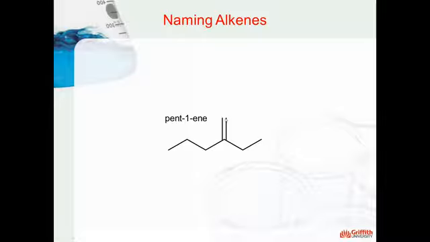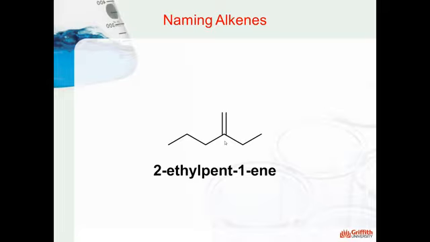So this would be a pent 1-ene according to the new nomenclature. So you could also call this a 1-pentene. Then we want to indicate these other 2 carbons here. So this would be an ethyl group coming off carbon number 2. So then we can put all this information together. This will be 2-ethyl pent 1-ene.